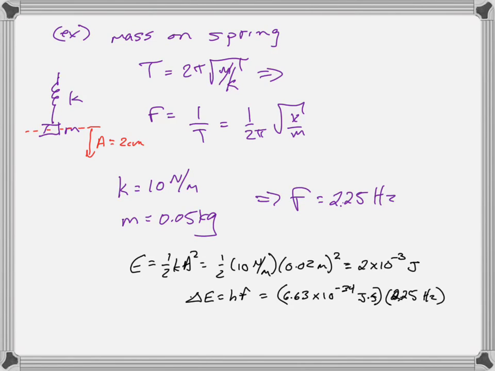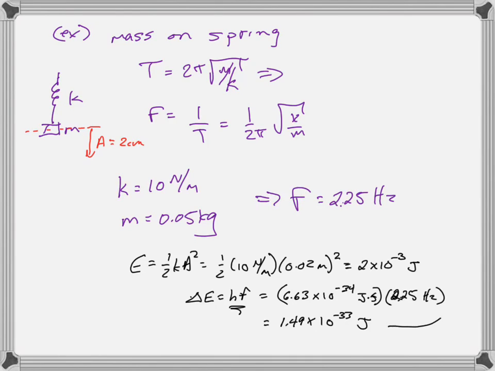So a single quanta of energy, hf, for this oscillator is h, 6.63, I think that's Planck's constant, 6.63 times 10 to the minus 34 joules times seconds, times the frequency of the oscillator, 2.25 hertz. So that ends up equaling 1.5 times 10 to the minus 33 joules.